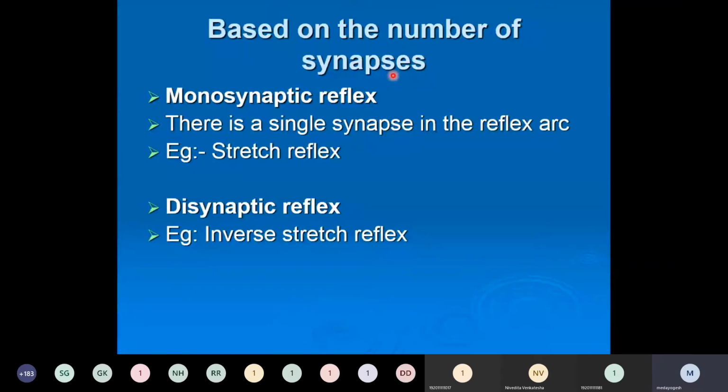Before proceeding any further, let me interact with a few people. Abhishek, can you please unmute yourself and tell me what is Bell-Magendie's law?